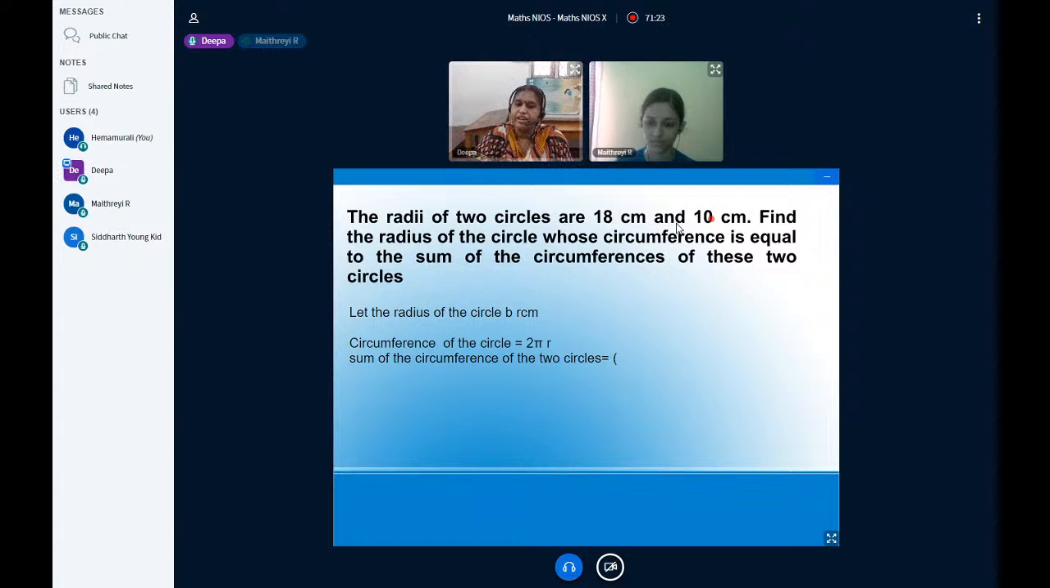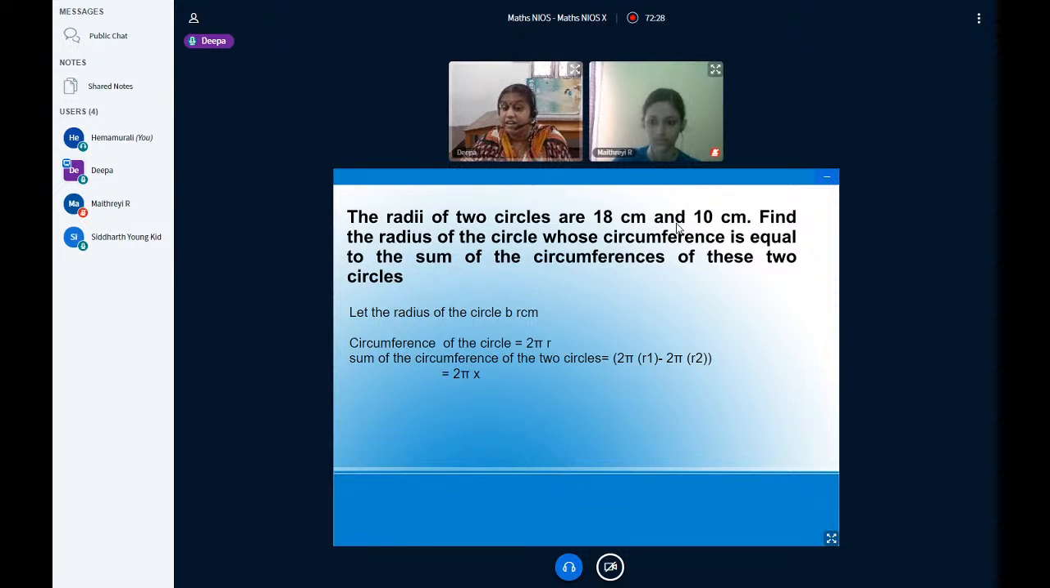So first we should find the sum of the circumference of the given two circles. That means 2 pi r1 plus 2 pi r2, because it's the circumference of the circle. Now 2 pi into, what is the r1? 18 centimeters. 2 pi r1 plus 2 pi r2, circumference of the two circles.